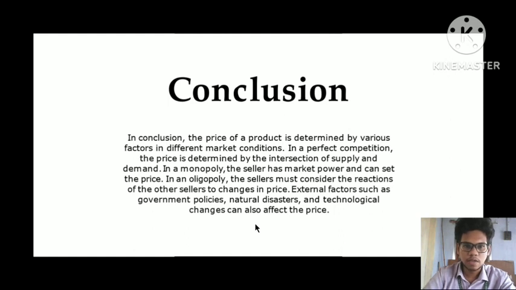So, in every marketing condition, the price is determined by different factors, and the sellers differ from one market to another market. So, for a manufacturer, it is his responsibility to keep all these things in mind and to get a better market, better competitor in the market.